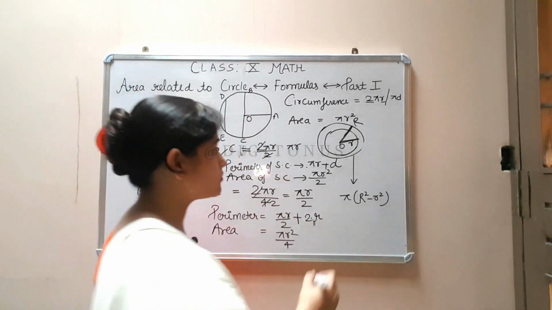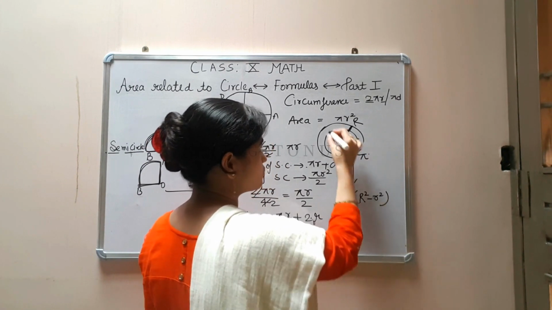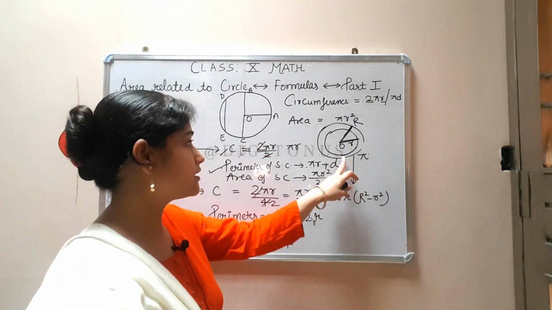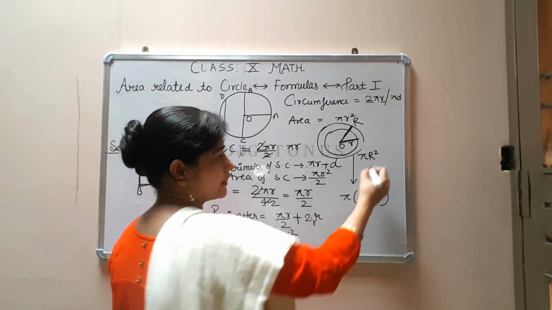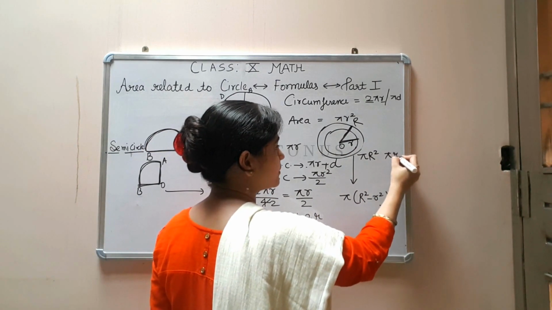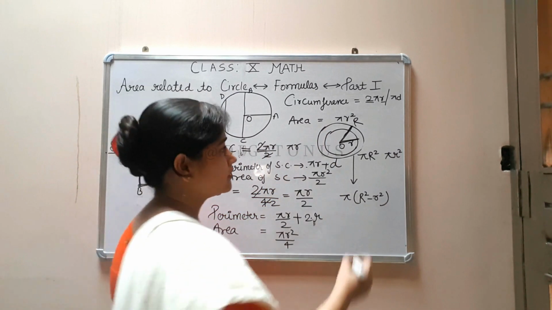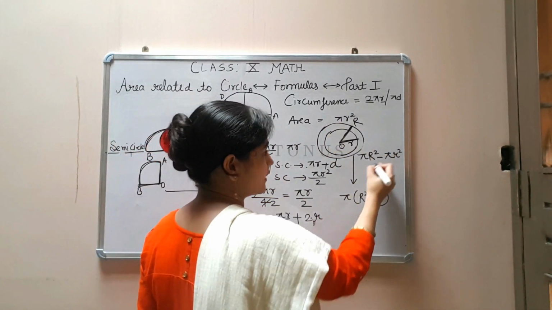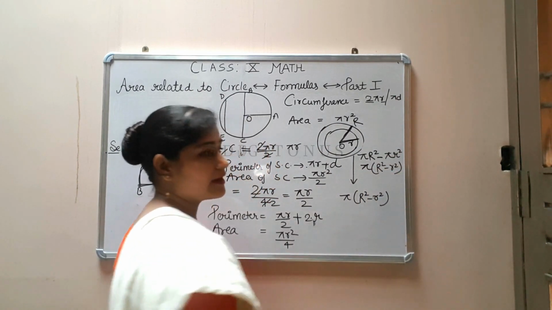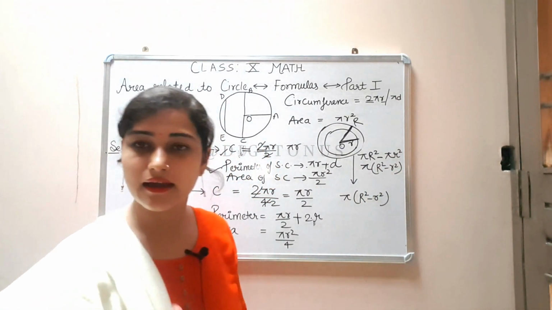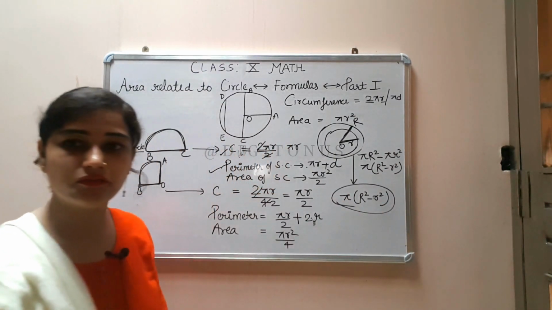Now how to make this formula? You know that circle area formula is pi r square. So first of all you write the area of outer circle, that will be pi capital R square. Then you write the area of inner circle, that will be pi small r square. And we need to find the area of this path, this ring. So we will subtract it. Pi we can take common. So what will be inside the bracket? Capital R square minus small r square, or you can write R1 and R2 also. So this is the formula of area of ring.